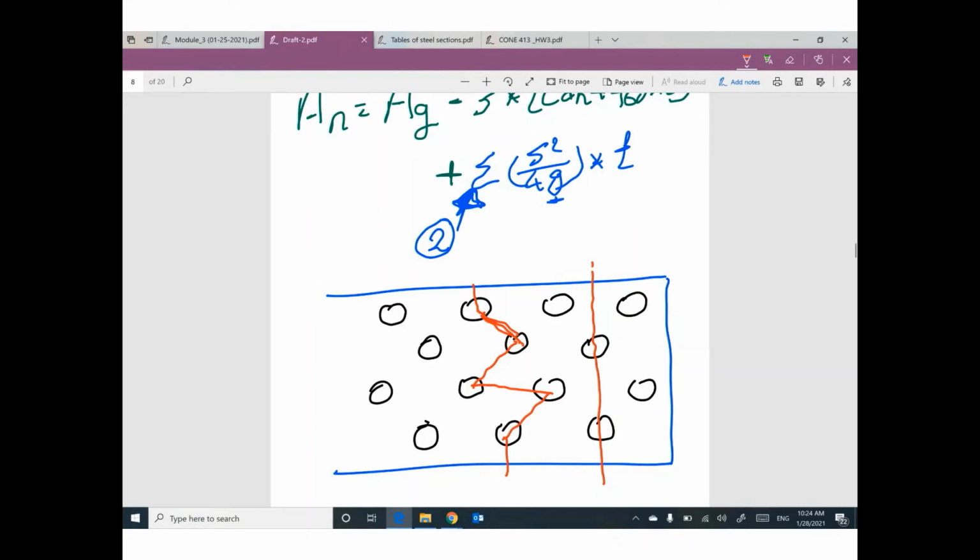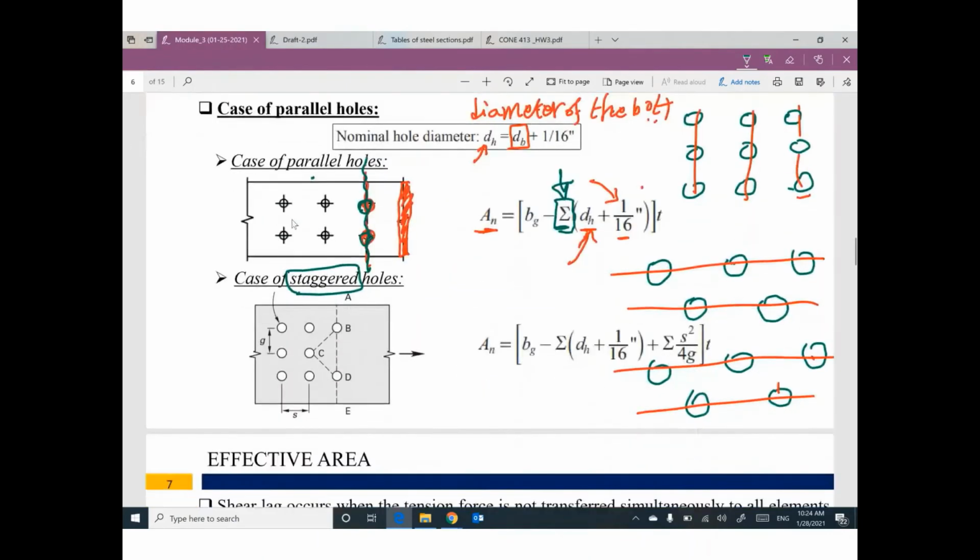So we need to check case number 1 and case number 2 this way. Guys, if you have staggered bolts, we have 2 cases. The first case is vertical failure. If you have this inclined failure, we need to add this term, summation s squared divided by 4g. s is the spacing between bolts, and g is the gauge length between this row and this row.